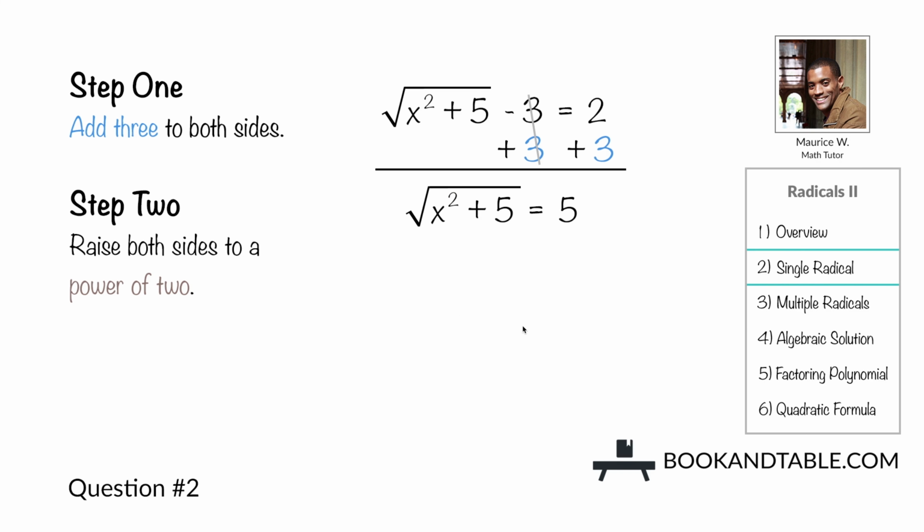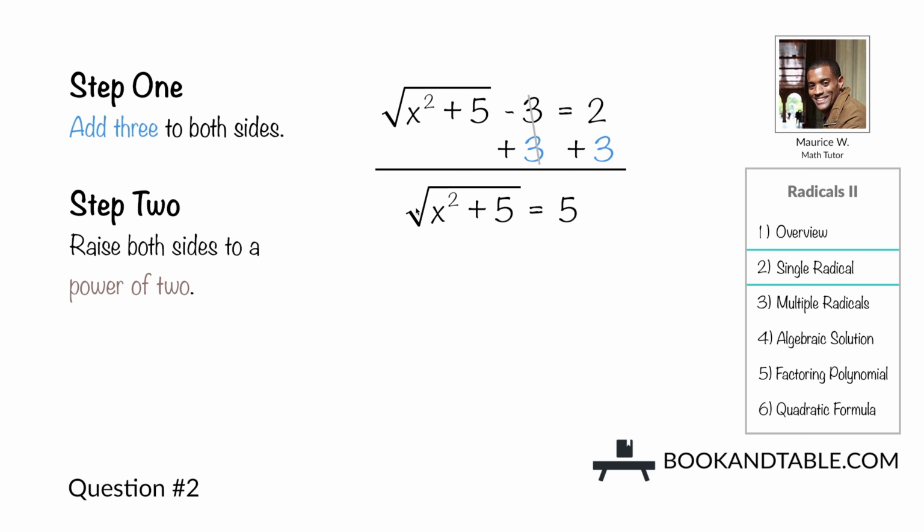Let's take a look at question number 2. We had the square root of x squared plus 5 minus 3 is equal to 2. We want to isolate the radical term. So step 1, to negate this constant, we want to add 3 to both sides, leaving us with the square root of x squared plus 5 on the left side of our equation, and 2 plus 3, which leaves us with 5 on the right side of our equation.